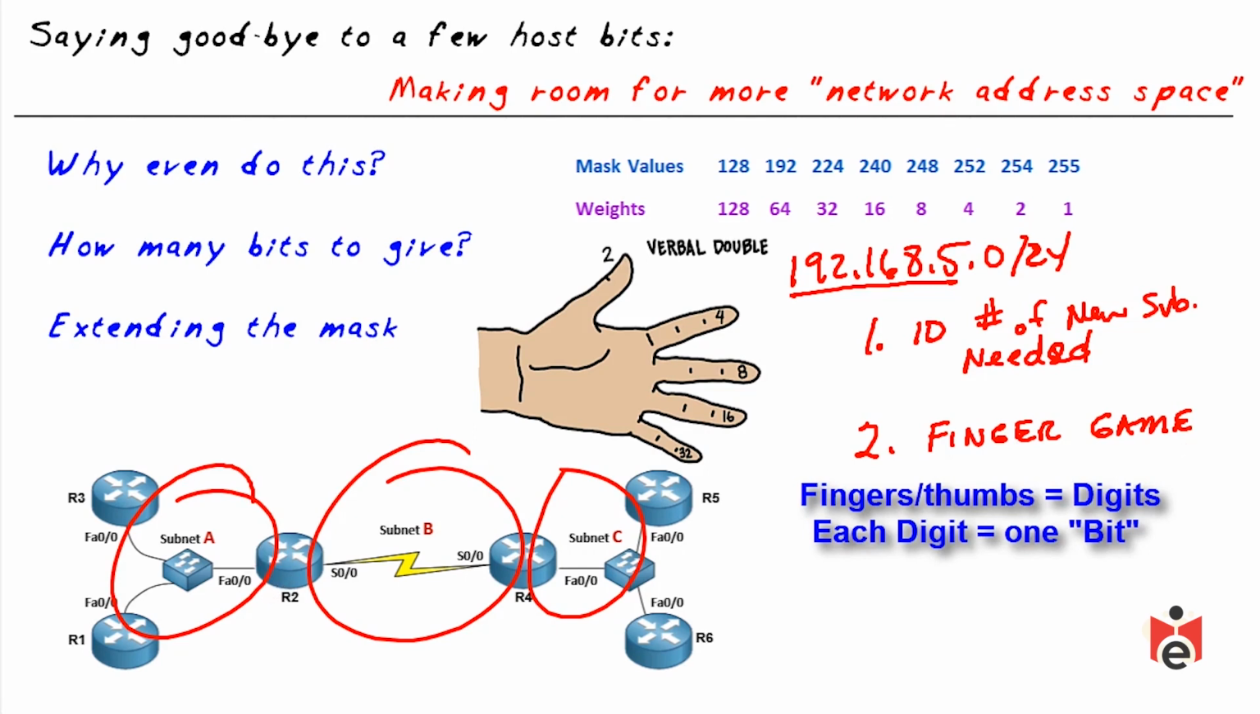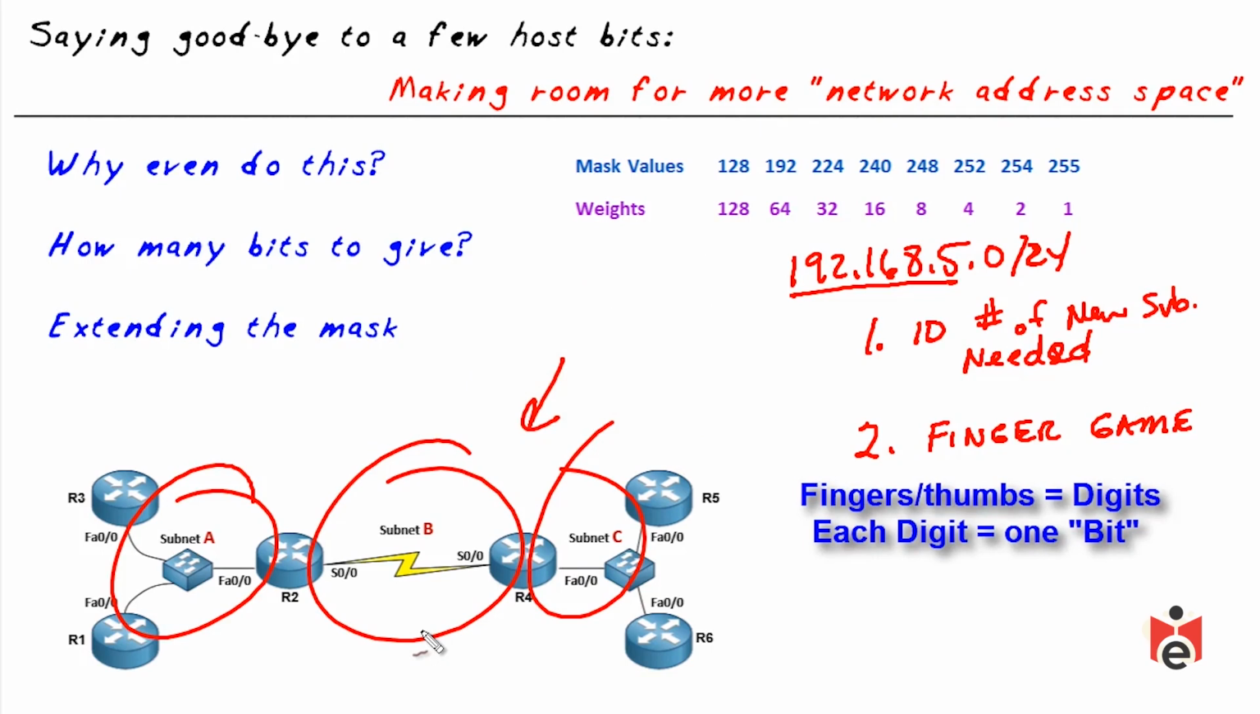So in our case, we only need 3 subnets to support this topology right here. Just as a review, let's do the thumb game once again, and make sure we identify how many bits it takes to create up to 3 subnets. So we play the finger game by making a fist.